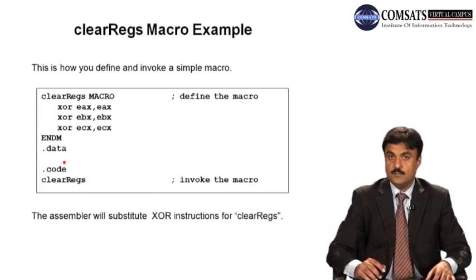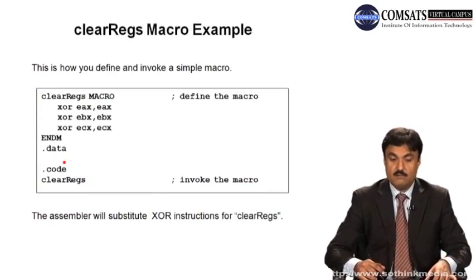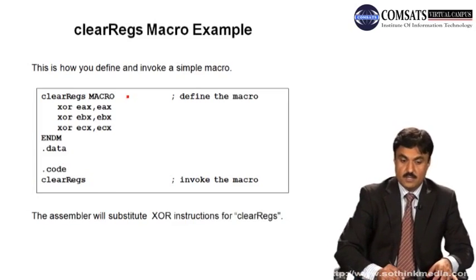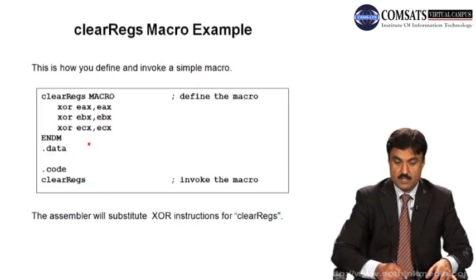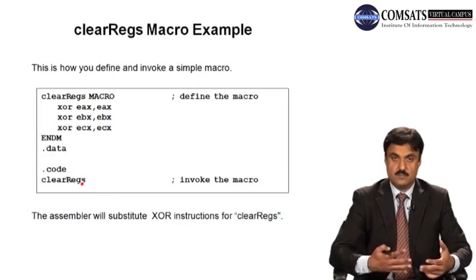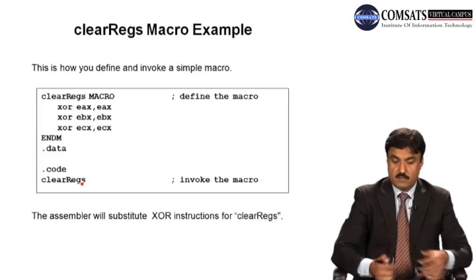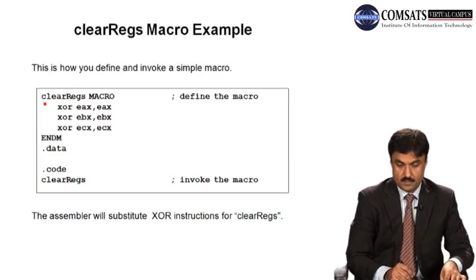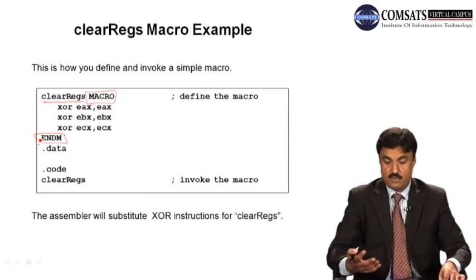Now the simplest macro that we can define is clear registers, for example. Here you can see a complete example, and in this example you will see how we can define a macro and how we can call it. The name of this macro is clear registers. You start with the macro keyword, followed by the macro name, and then there is an endm. So this is the definition of the macro.